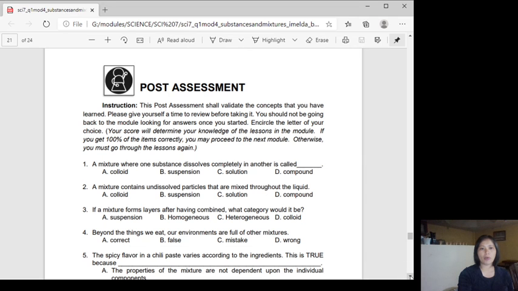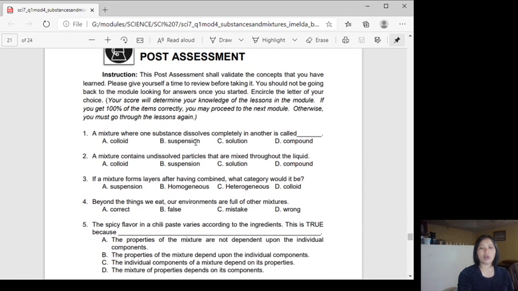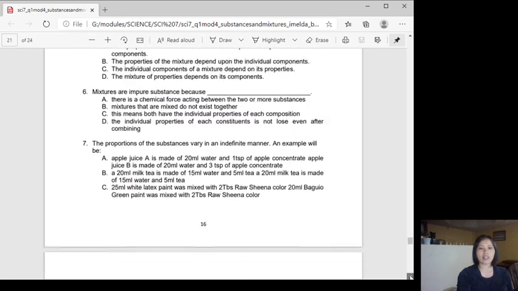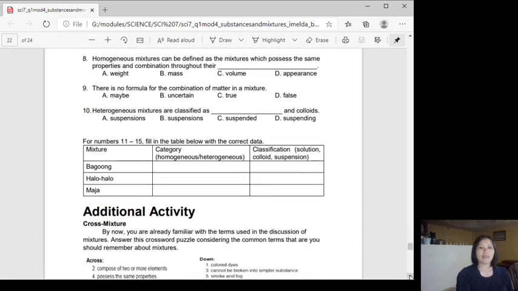It's your post test. You're going to write the answers or the letter of the correct answer. You choose, you read, and analyze before answering. For number 11 to 15, you're just going to fill this out. Bagoong, is it homogeneous or heterogeneous? Is it solution, colloid, or suspension? You write it here.